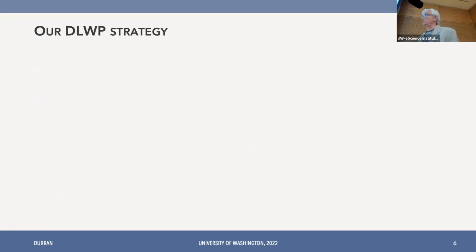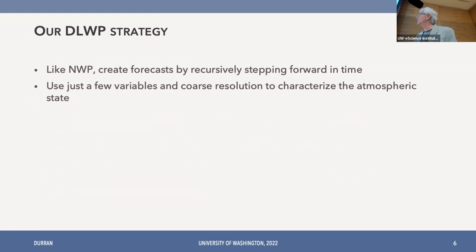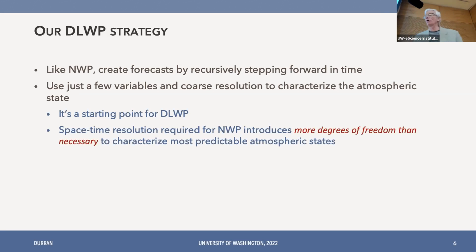Okay, so let me briefly describe our deep learning weather prediction strategy. I'm certainly not going to go into the whole model, but like numerical weather prediction, we are going to create forecasts by recursively stepping forward in time. And we're just going to use a few variables in our forecasts, very unlike current NWP models, and we're going to use coarse resolution to characterize the atmospheric state. We're doing this because it's a starting point for deep learning weather prediction, but also very importantly, the space-time resolution required to get a good solution to differential equations that underlie a lot of NWP introduces more degrees of freedom than are necessary to characterize the most predictable atmospheric states.